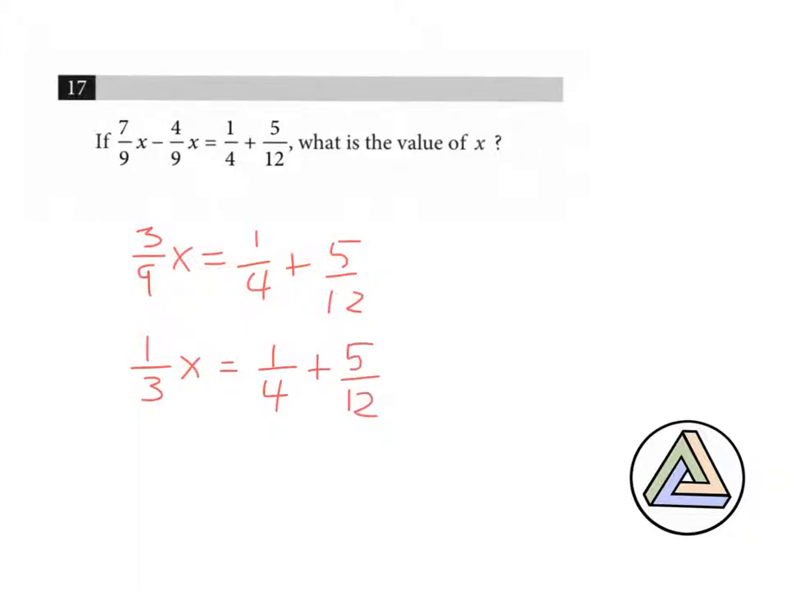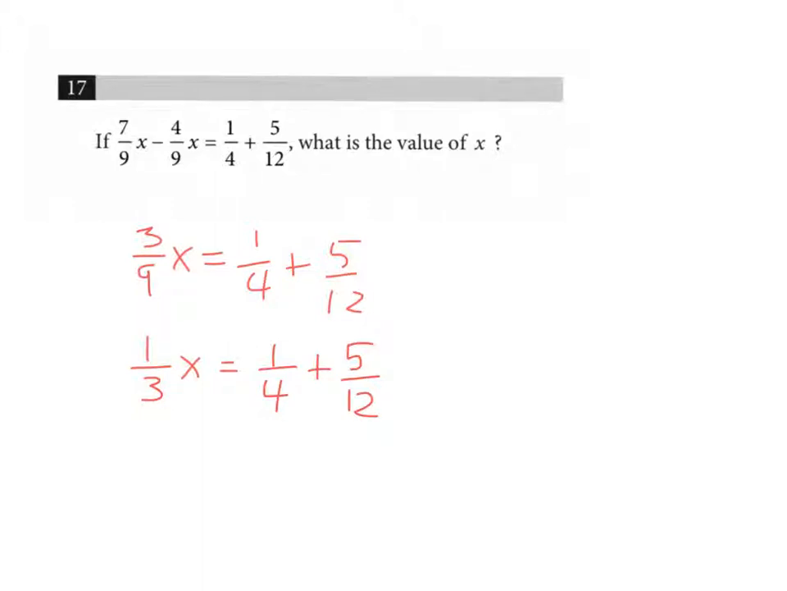Now, I have the option of just adding these. I could take 4 and 12 and multiply and find a common denominator and so on. But you know what? I just don't like denominators that are different. So I'm going to multiply everything by the LCM of 3, 4, and 12. So the denominators are 3, 4, and 12.